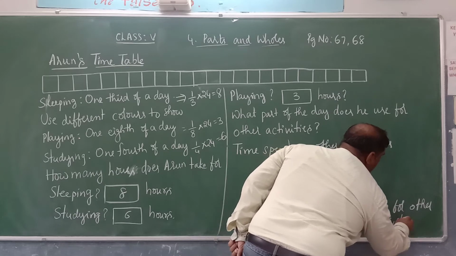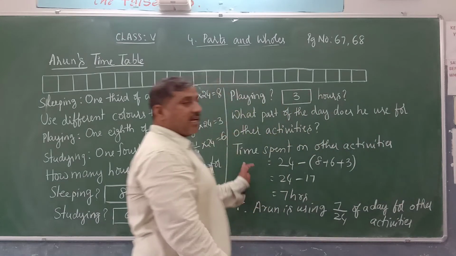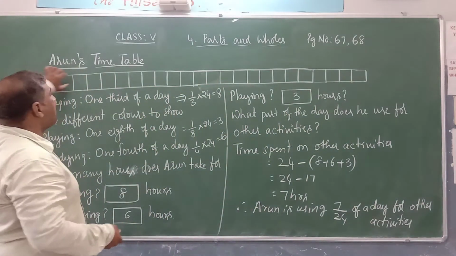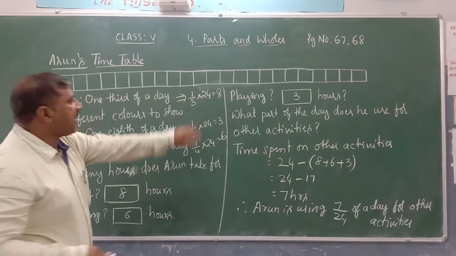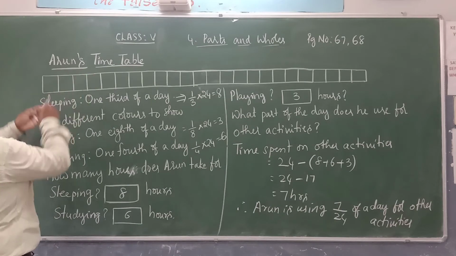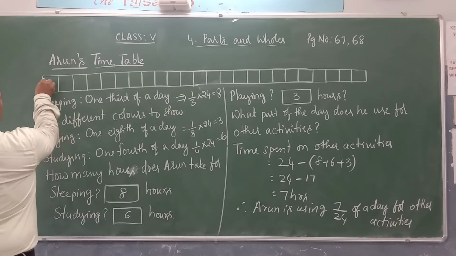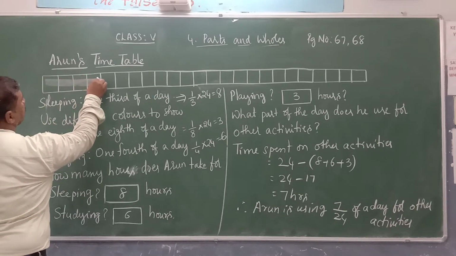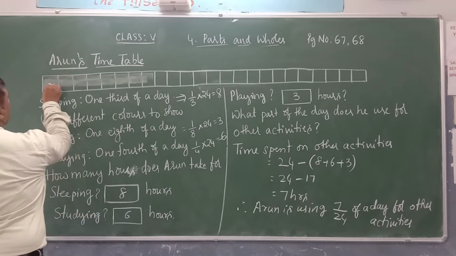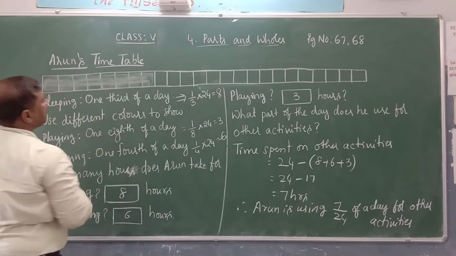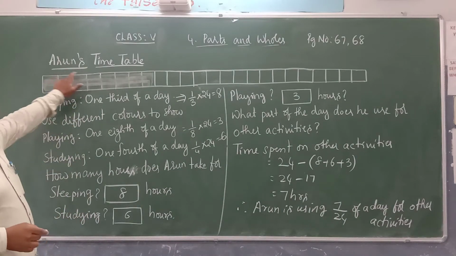Yes. Like this, you find this and you have to color on this part. Like sleeping, it is 1/3. How many hours? 8 hours. So take 8 hours and you shade 1, 2, 3, 4, 5, 6, 7, 8. You color this with one color. This 8 hours you color with one color and you can write above.